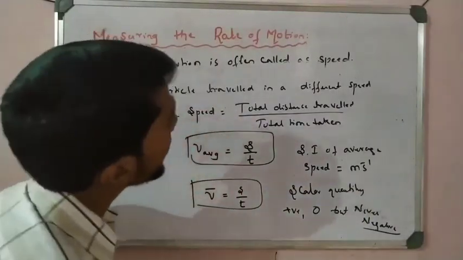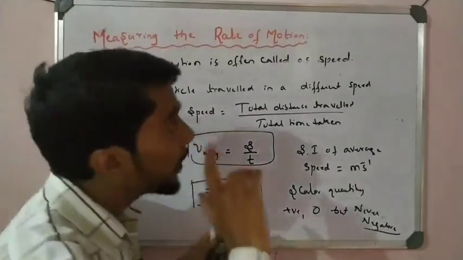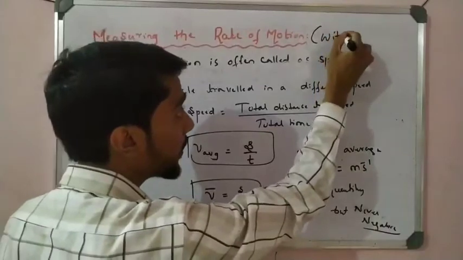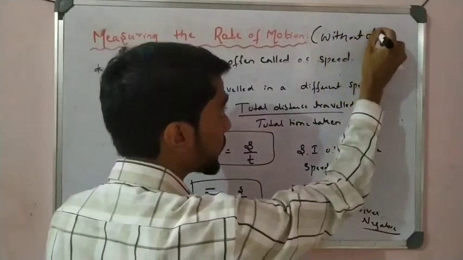Okay, now let us see here, rate of motion. It is rate of motion without direction, correct? Without direction.